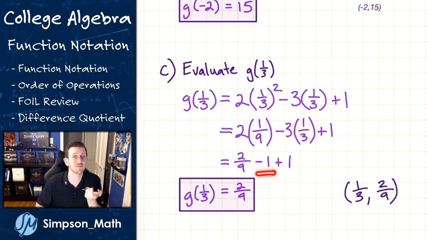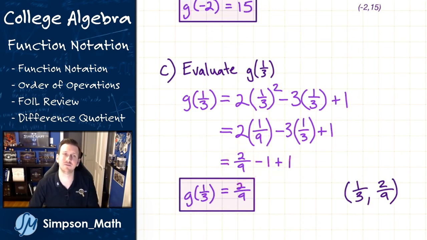Oh, actually, misspoke, forgot that negative. This is a negative 3, so it's a negative 1 times 1 over 1 times 1. So then minus 1, and this 1 has just followed us down. Negative 1 plus 1 is 0, leaving 2/9. Lucky you, you didn't have to add fractions. All right, so that means if I plug in a 1/3, out's going to pop a 2/9.